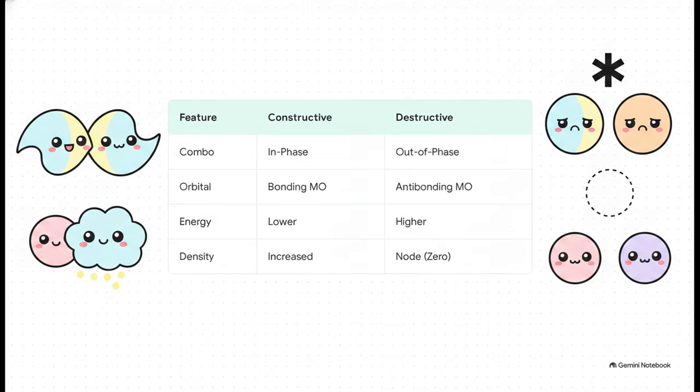When the waves combine in phase, they reinforce each other, right? This is your classic constructive interference. It actively increases the electron density between the atoms' nuclei, creating a lower energy, highly stable bonding orbital.